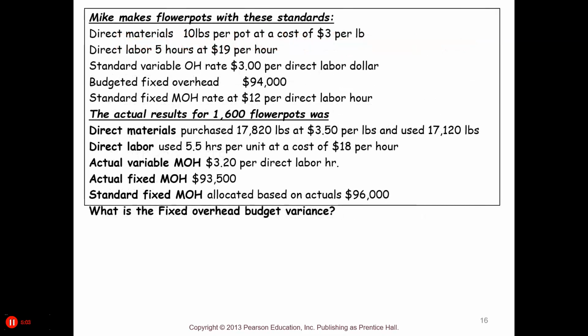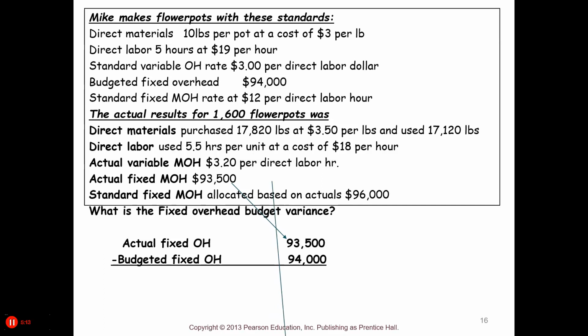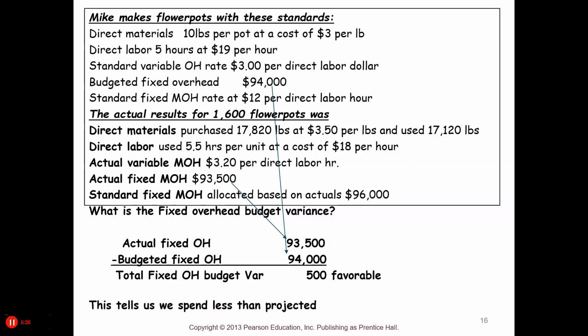So let's look at our same problem. We take the actual fixed overhead, which they give us in the problem, which is nice, minus the budgeted fixed overhead, which they gave us in the problem, which is also nice, which means we have a favorable variance because we spent $500 less than we thought we were going to. So that's favorable. We spent less than projected.